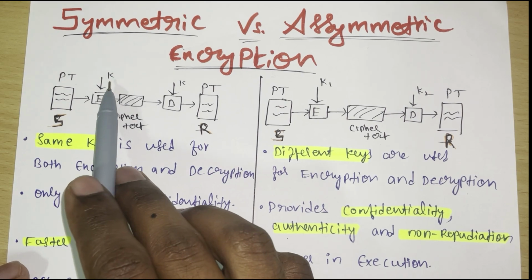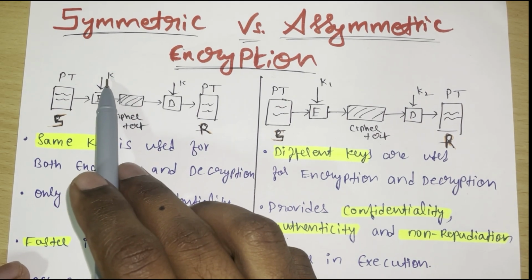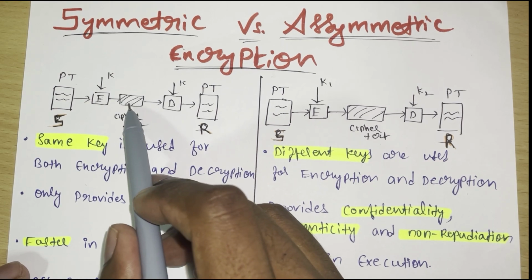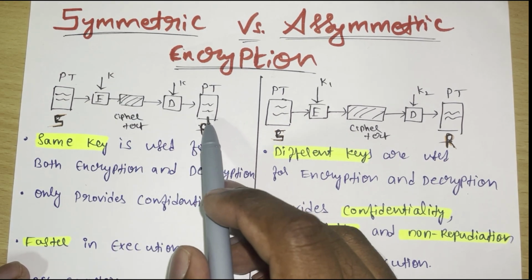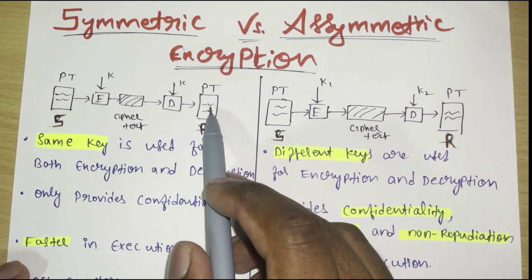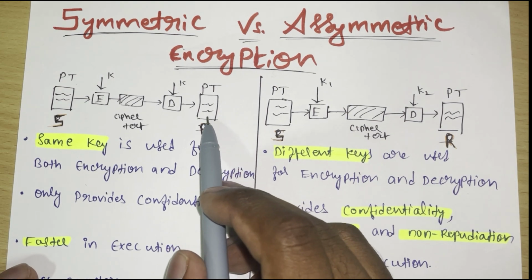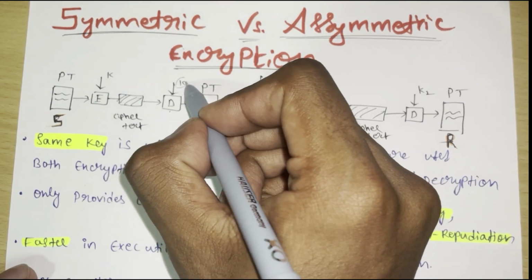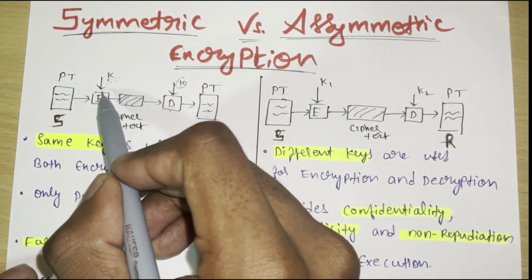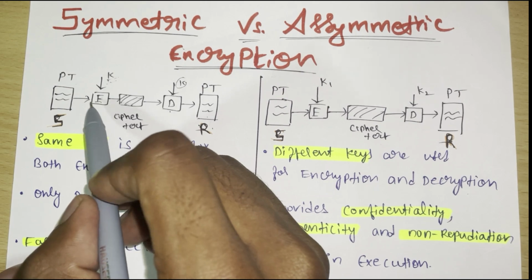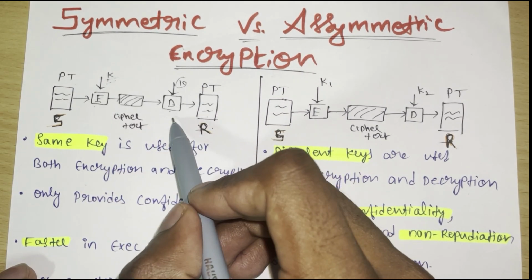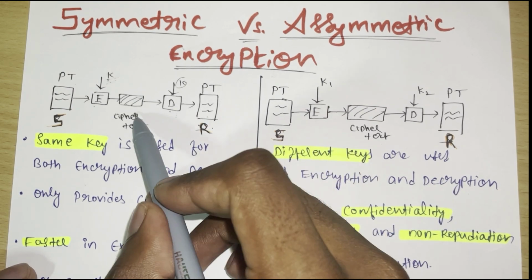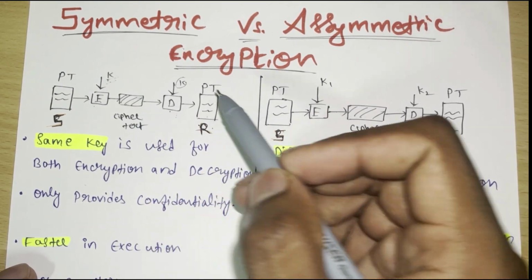Considering this example, to convert the plain text into the ciphertext on the sender side, he will use an encryption technique which uses key K, and this ciphertext is transferred to the receiver. Now the receiver, to understand this, needs to convert it into the plain text. This plain text is obtained by decrypting with the same key. Here key K is used to encrypt on the sender side, and the same key is used to decrypt on the receiver side to get back from the ciphertext to the plain text.